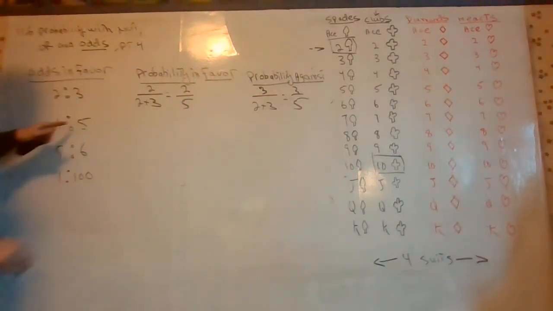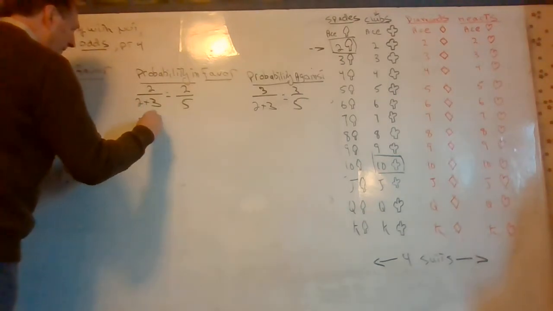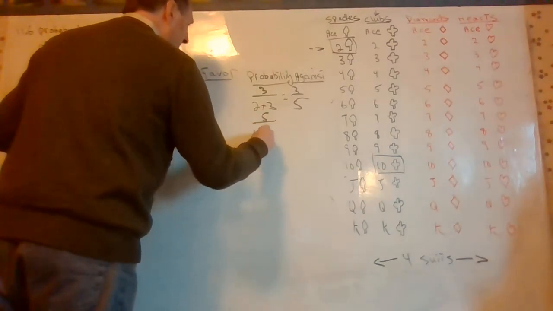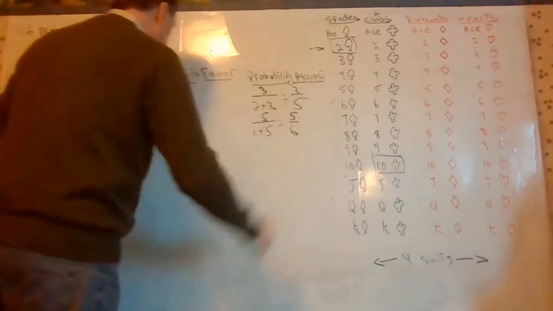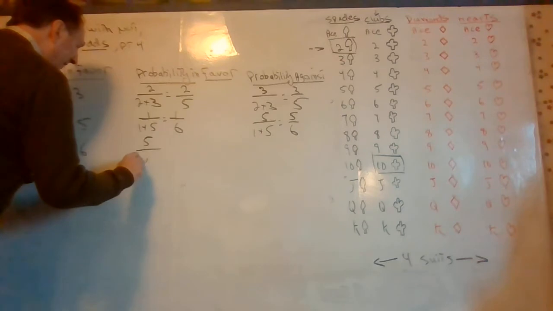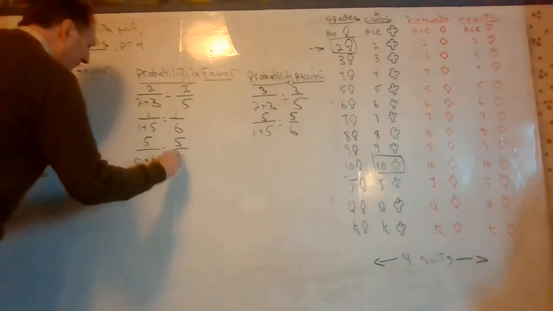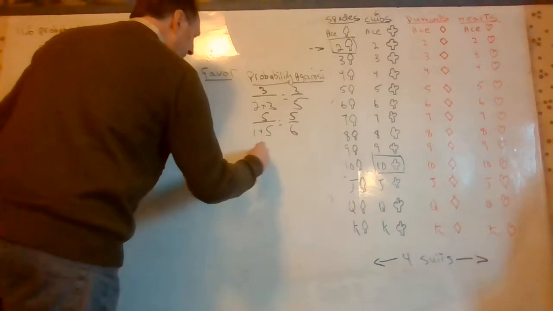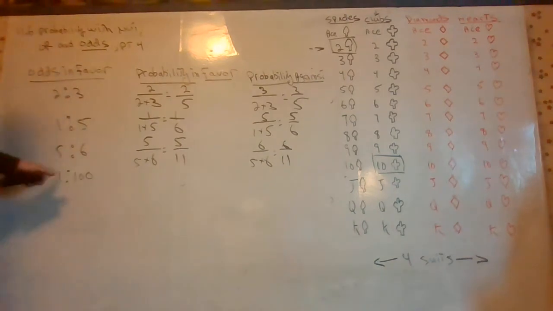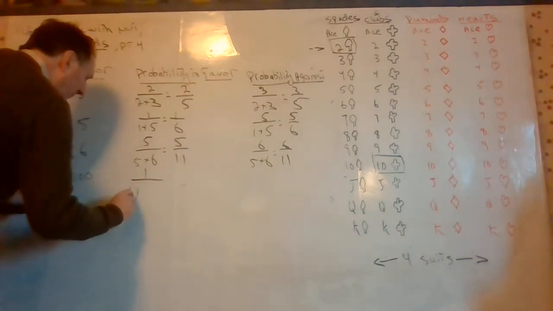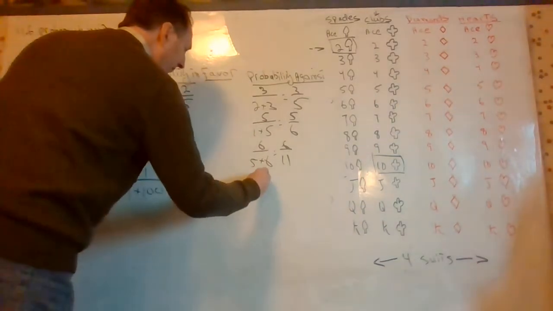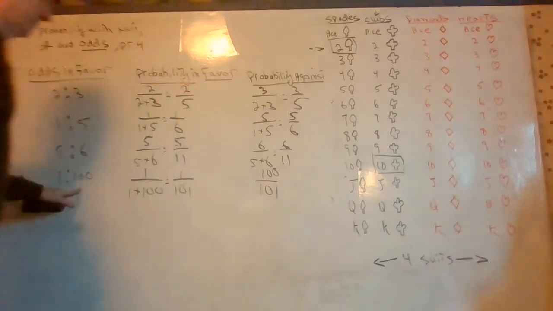And same thing, 1 to 5, 1 over 1 plus 5, which is 1/6, or 5 over 1 plus 5, which is 5/6. And 5 to 6, 5 over 5 plus 6, 5 over 11, 6 over 5 plus 6, which is 6 over 11. 1 to 100 is 1 over 1 plus 100, 1 over 101. In this case, it's 100 over 101.